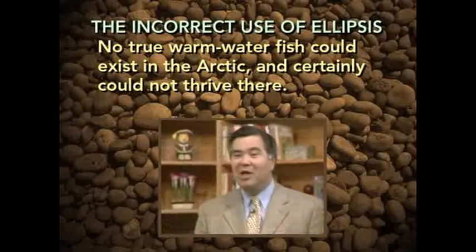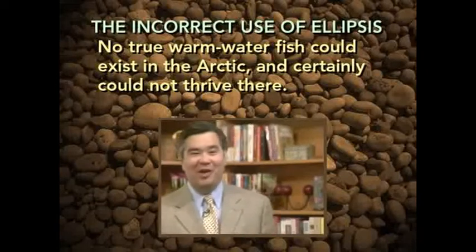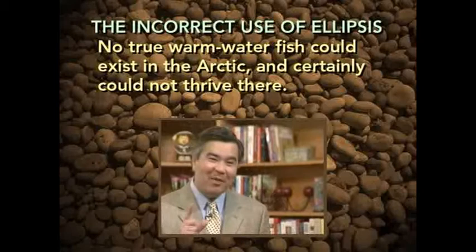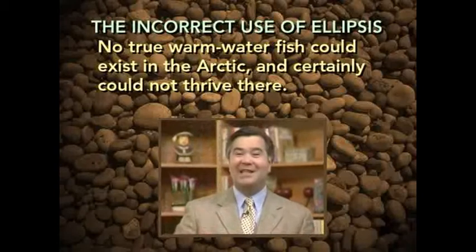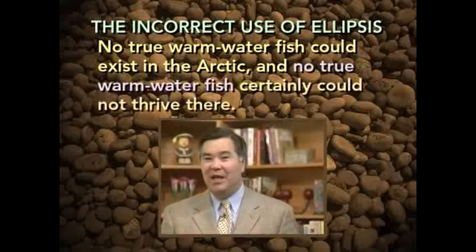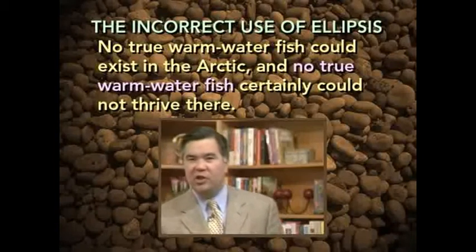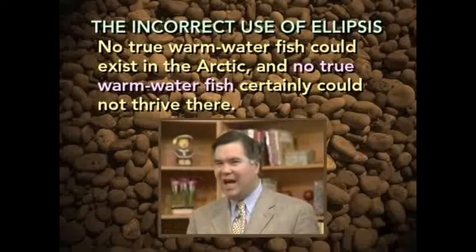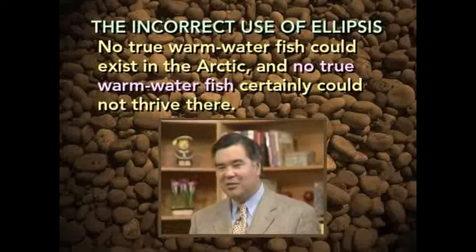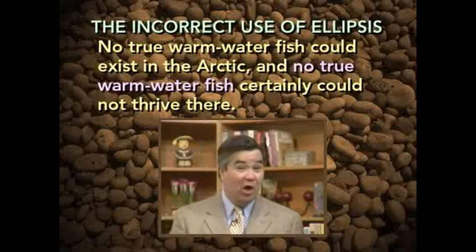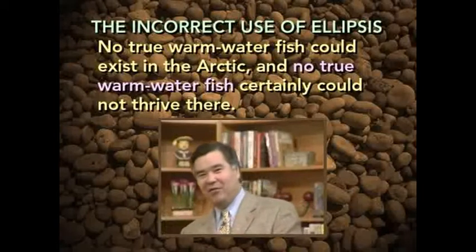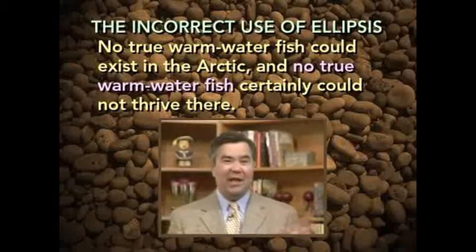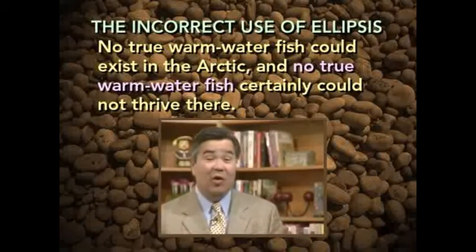However, here's the problem. When we reinsert those omitted words into the second clause, suddenly it doesn't make sense. Here's why. Remember, the rule is you have to reinsert the exact same words. The sentence would then read, no true warm water fish could exist in the Arctic, and no true warm water fish certainly could not thrive there. Notice what's happened to the logic. We're saying that no warm water fish could not thrive there. The two negatives in that second clause create an explosion. The sentence no longer makes sense.